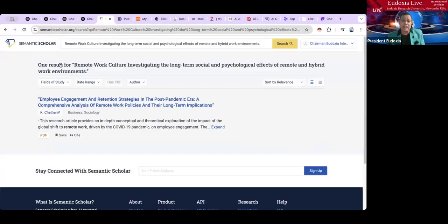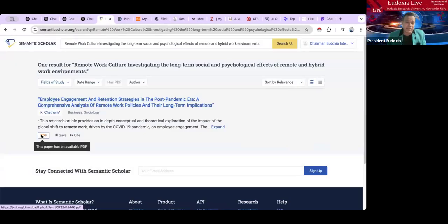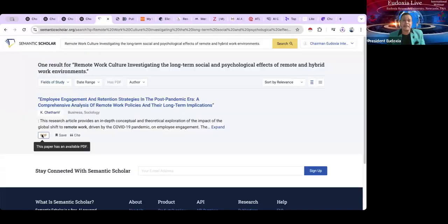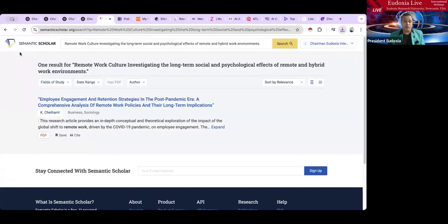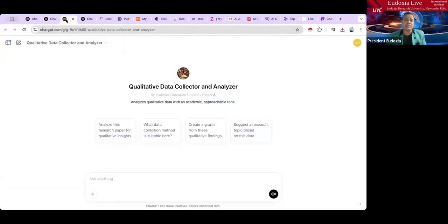Now you see this is one paper that is coming, and if it is free, we can get the available PDF. Let us see here. So here we go. It is downloaded. The paper is this one, IJCRT24. So let me go for exploring this paper, and I wanted to use my GPT.